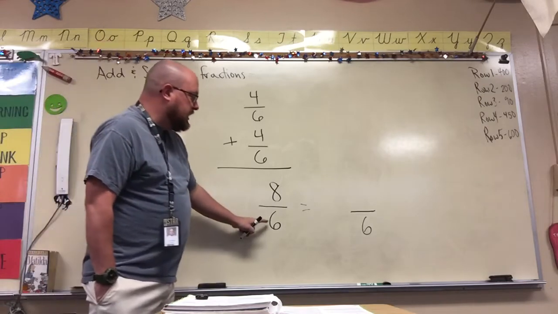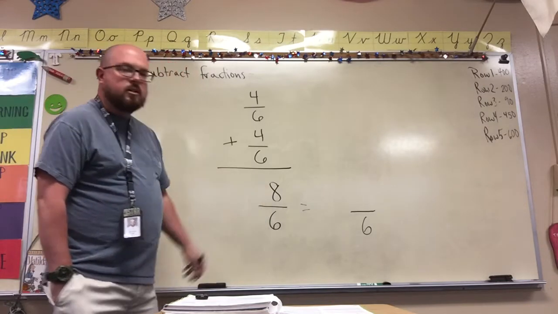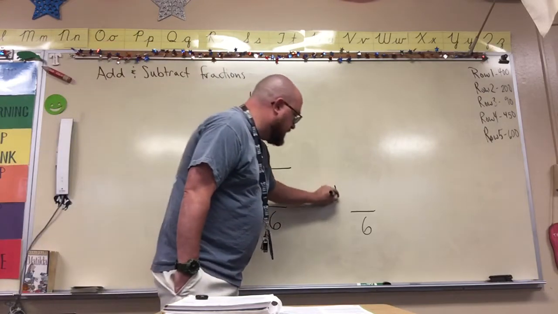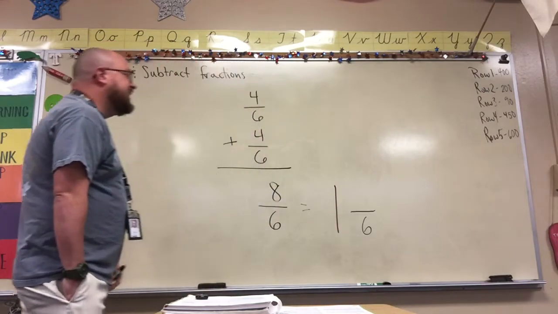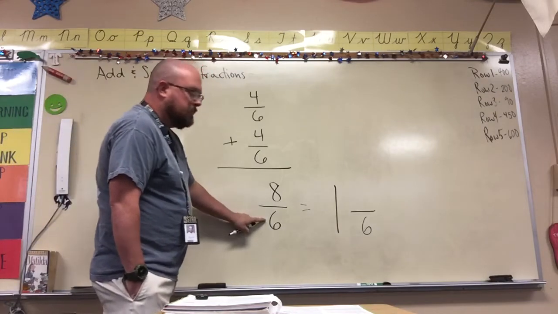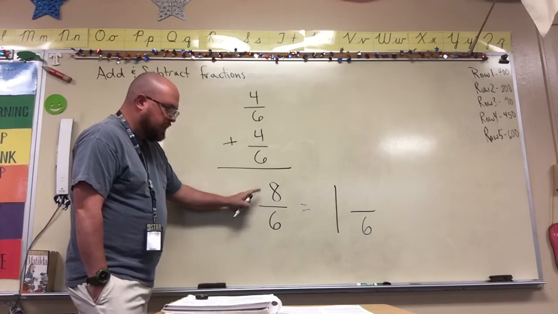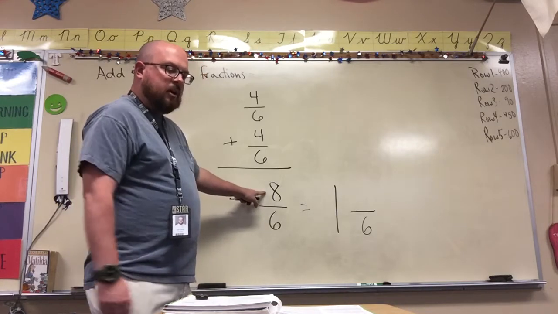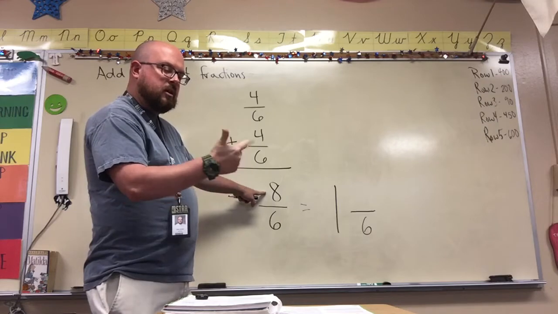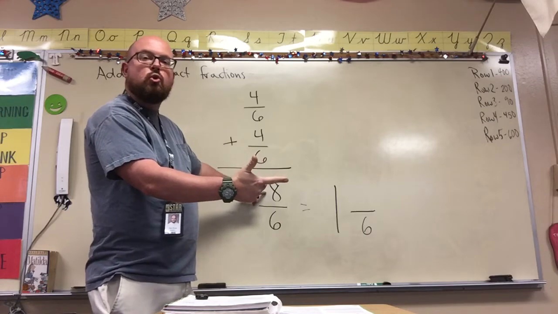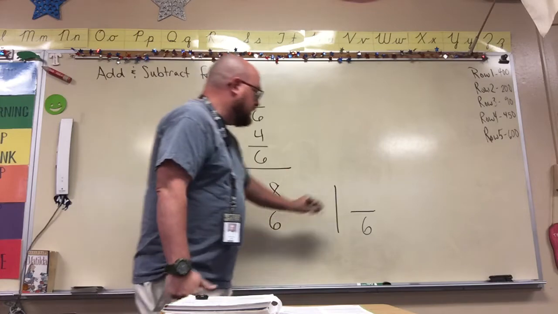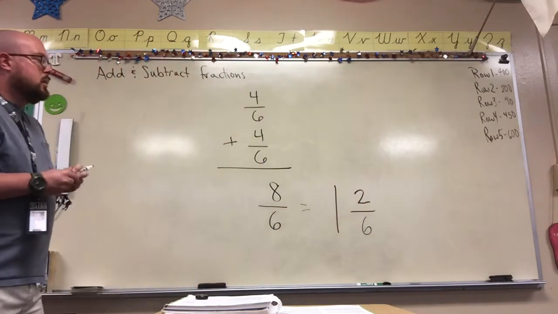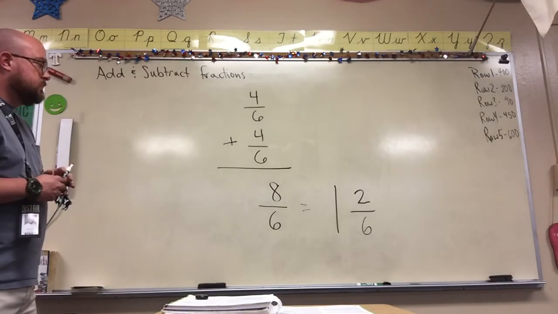And I want to know how many times will 6 go into 8. 6 will go into 8 one time. So that's how many whole numbers you will have. And after I see how many times 6 will go into 8, how many 6ths will be left over? Well, if 6 went in there, I'm going to count up to 8. So 7, 8. And I know that I'm going to have 2 6ths that are left over. So that will convert into 1 and 2 6ths.